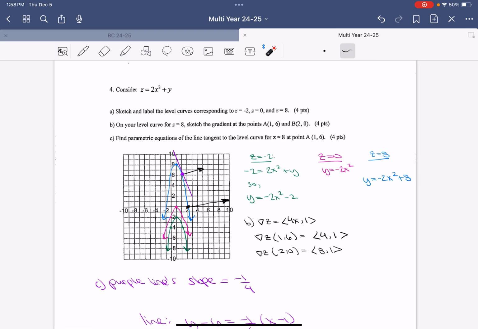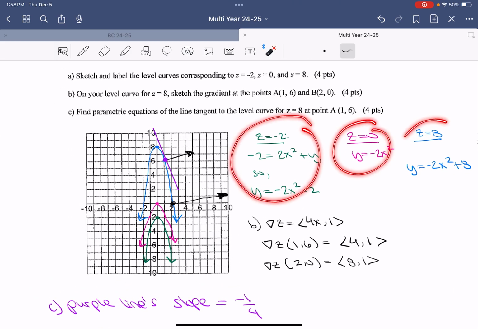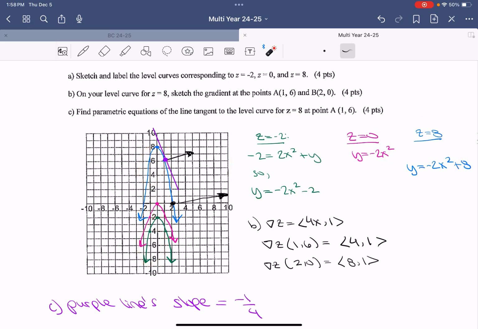Number 4, nice little review of contour plots. I had the advantage of color coding, so here are my different contours here. Okay. Notice that the gradient is longer, which makes sense if you think about it, right?